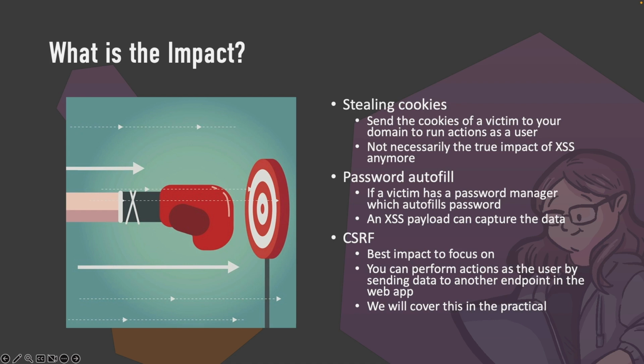However, the big impact is what's called CSRF. So that's client-side request forgery. That's something we'll be seeing later on when we start to look at other types of vulnerabilities. But it's essentially this idea that you can perform actions as the user by sending the correct data to another endpoint in the web app. So you can imagine your XSS payload wouldn't say alert 1, it would instead say, hey, can you change the password for this account to just be the word password? We're going to cover that again in the practical live demonstration when I do this all live for you.